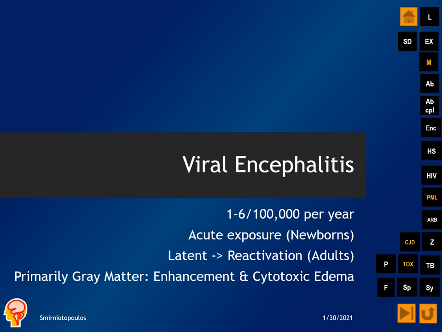It's relatively uncommon. There's probably less than 10 cases per 100,000 people per year. There are different exposures and different kinds of viruses. We can have an acute exposure in a newborn whose mother has a herpes genitalis infection. We can have a latent viral infection that is asymptomatic that becomes reactivated. That's typically what happens when adults get herpes encephalitis. And the viral encephalitides are primarily localized to the gray matter, and the enhancement in the cytotoxic edema is going to be localized to the gray matter.